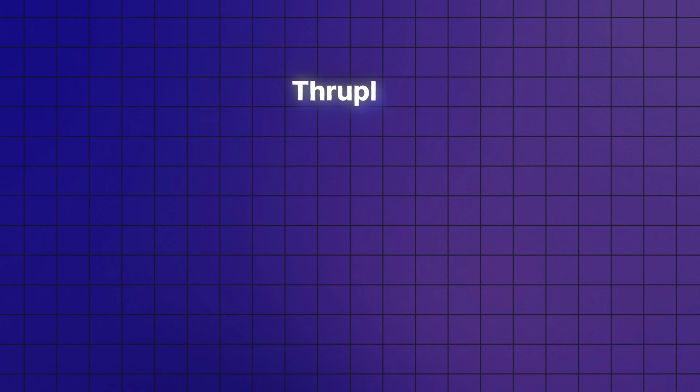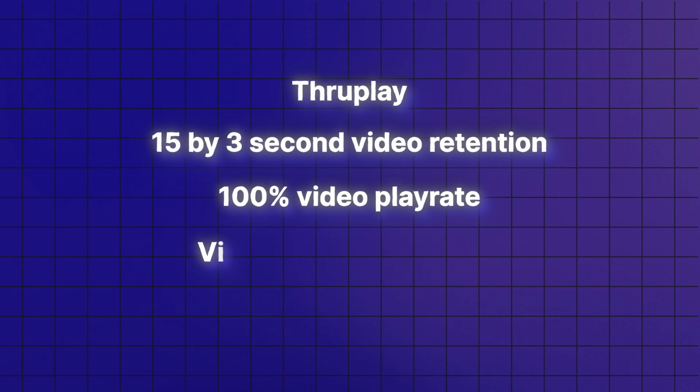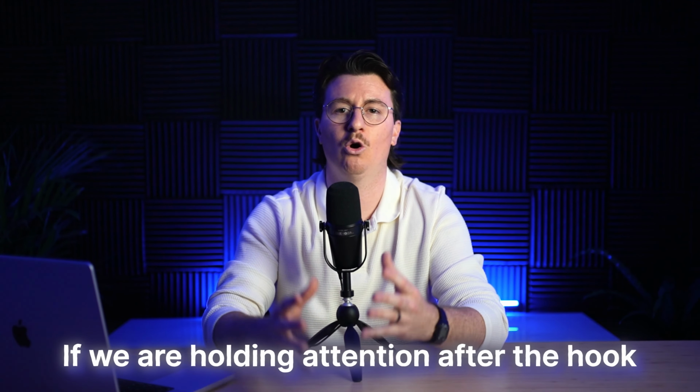All right, the next part of this ad that we want to analyze is the post hook or the body of the ad. This is where our job to be done is to hold attention. This can be anywhere from 4 seconds all the way to the end of your video. And the metrics that correspond with this are through play, 15-second by 3-second video retention, 100% video play rate, and video average play time.